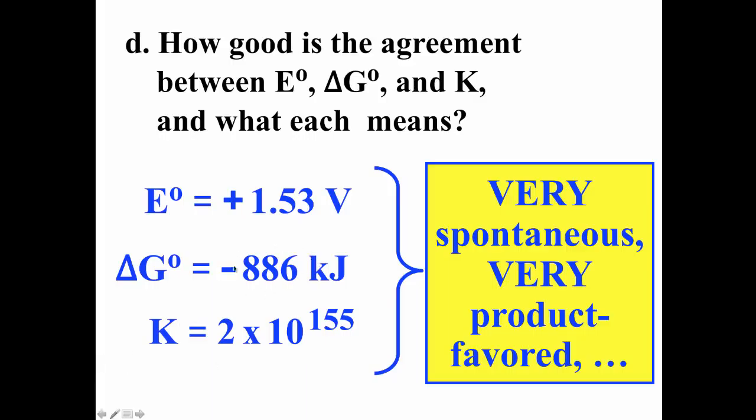We've seen delta G values before for comparison, and we know this is a very big negative number. We know this is a very big K, and now we're starting to get some familiarity with the size of the electrical potential, E naught. In this case, 1.53 volts may not seem like a very big potential, but look at what it compares to in terms of equilibrium constant and delta G naught, and that gives you a little bit of a feeling for the scale of things.